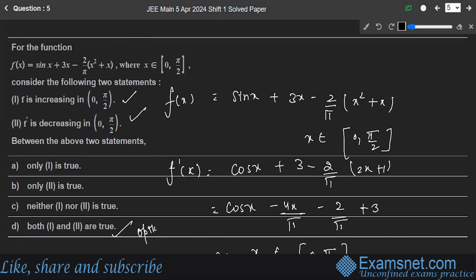Option D is the right answer to the question. Hope you're clear with this. Let's move to the next thing.